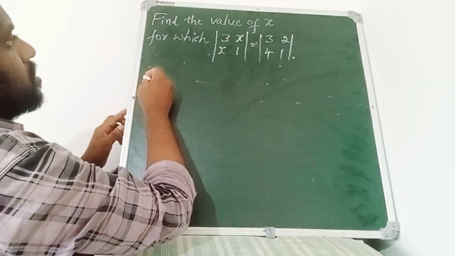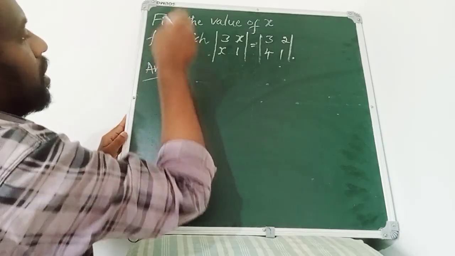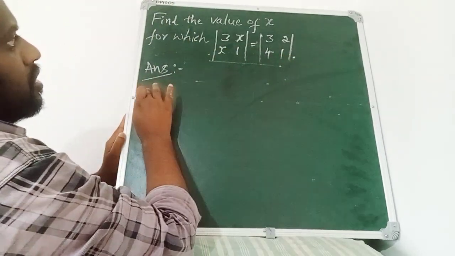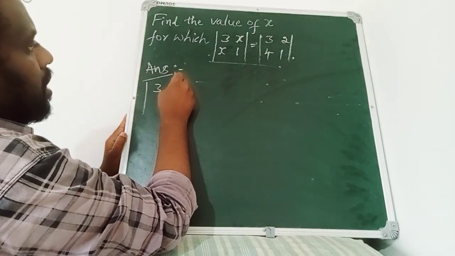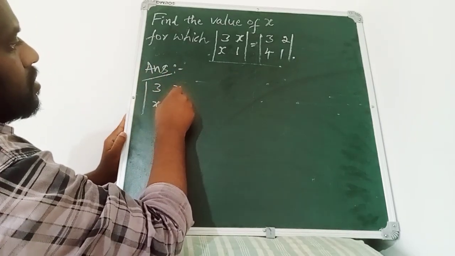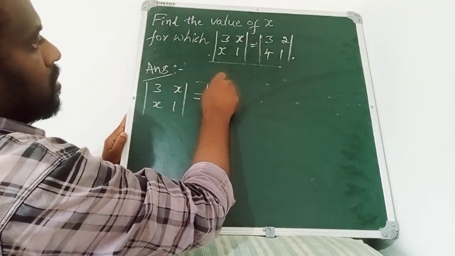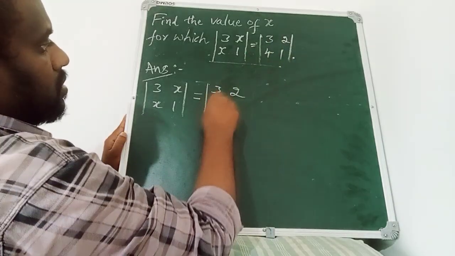First, answer. Whatever they have given, write this here again. So I am writing: the determinant with 3, x, x, 1 is equal to the determinant with 3, 2, 4, 1.